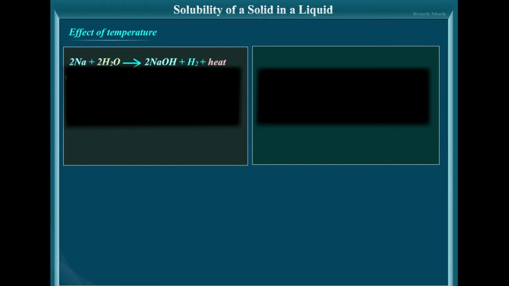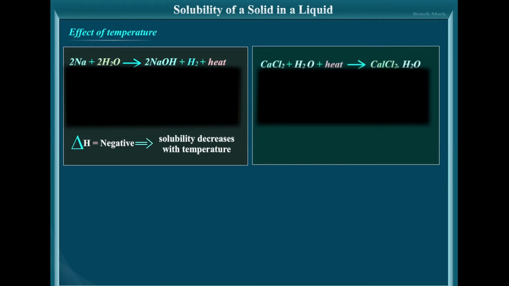Here, sodium is dissolved in water. When sodium is put in water, it is a very dangerous reaction. Nobody should do this because a lot of heat is produced. Nobody should try this out. This is an exothermic reaction. So when it is an exothermic reaction, as I discussed earlier, when the temperature increases, the solubility decreases. That is, a backward reaction takes place because delta H is negative.